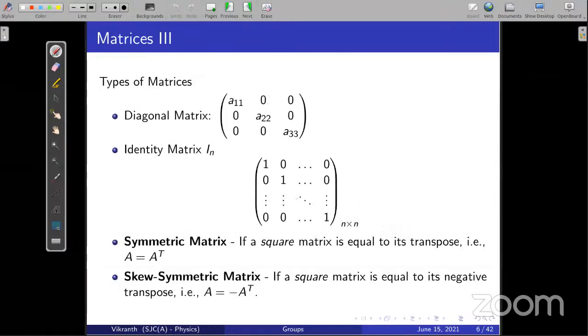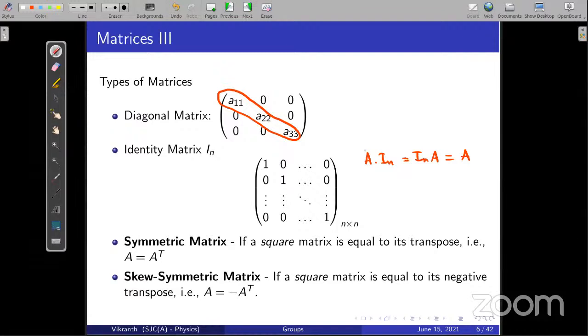And now we'll look at a few types of matrices. We have a diagonal matrix, where every element except the principal diagonal is 0. Then we have an identity matrix. It's just a diagonal matrix with all the diagonal elements equal to 1. Why is this important? Because if you multiply any matrix with this, you get back your original matrix. It's pretty much like multiplying 1 with any number. You multiply 1 with any number, you get your original number back.